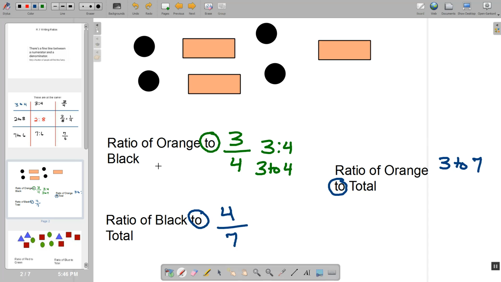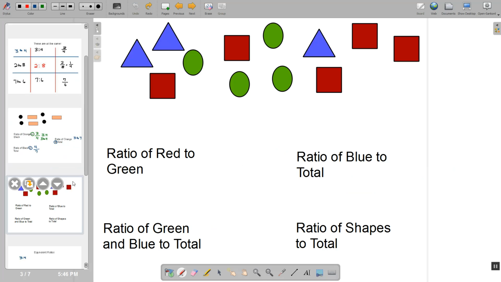Very, very important that you read carefully on the directions when we're working with ratios, because these three ratios all look different, but they represent the same information. It just depends on what you're being asked for. When you're dealing with a large number of options or shapes, what I like to do is count up the total right away. So 1, 2, 3, 4, 5, 6, 7, 8, 9, 10, 11, 12. So I know before we do any of the work below that there are 12 total shapes here.